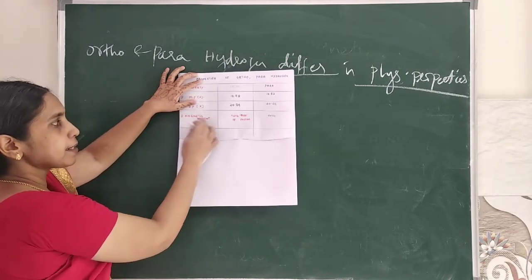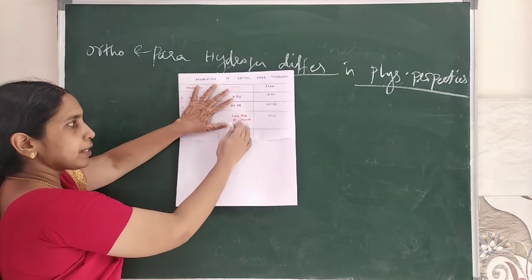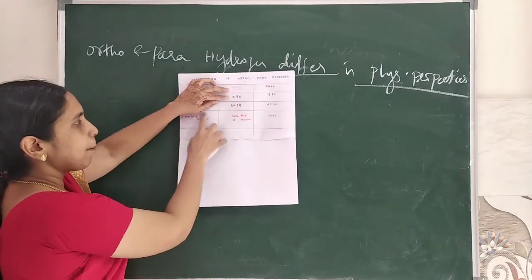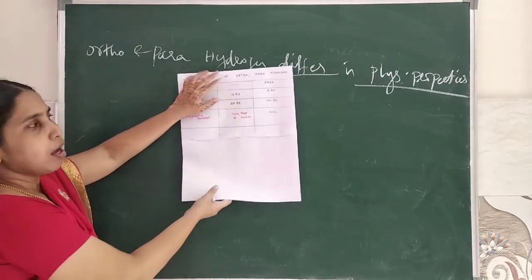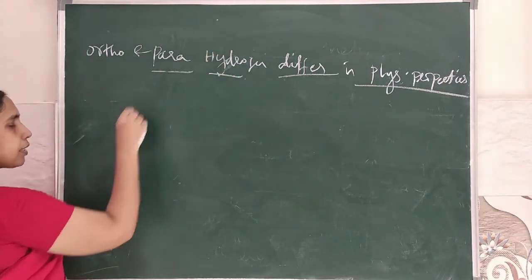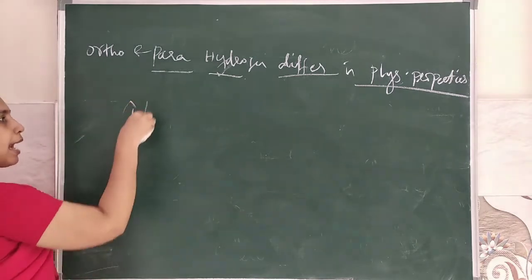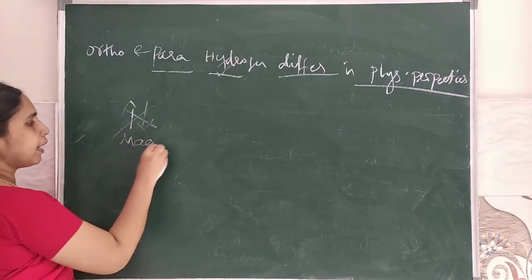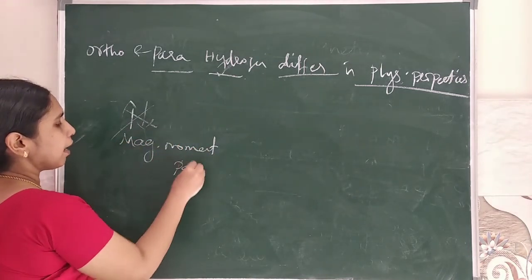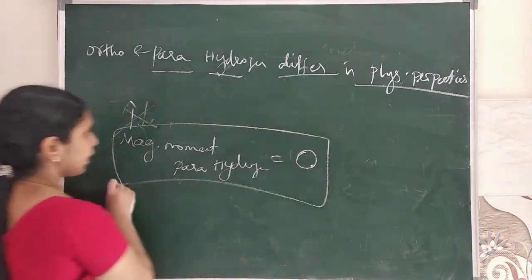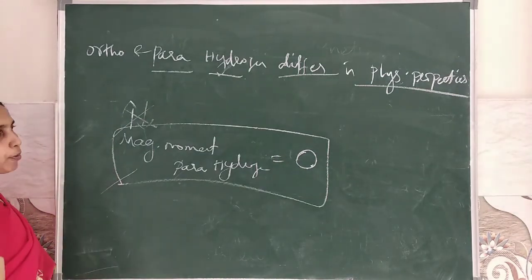And the last property is magnetic moment. For orthohydrogen, it is twice that of a proton. But for parahydrogen, the magnetic moment value is 0. Now the question is asked, why is the magnetic moment of parahydrogen 0? Because in parahydrogen, one rotates clockwise and the other rotates anti-clockwise, so it is cancelled. So the magnetic moment of parahydrogen is equal to 0, since the nuclear spin is in the opposite direction.